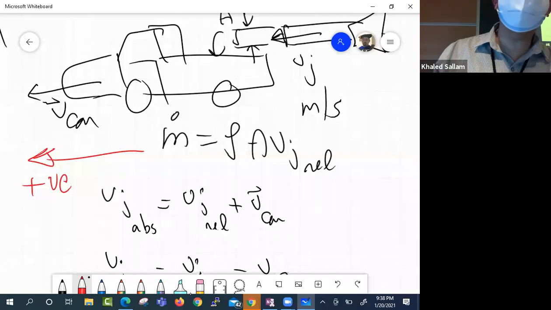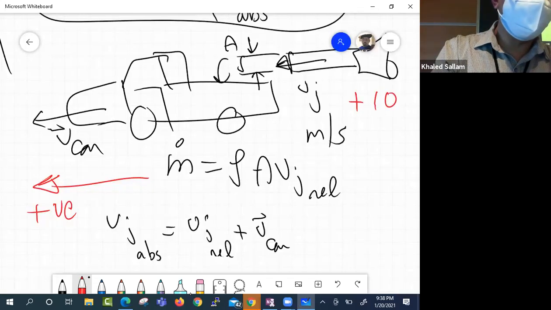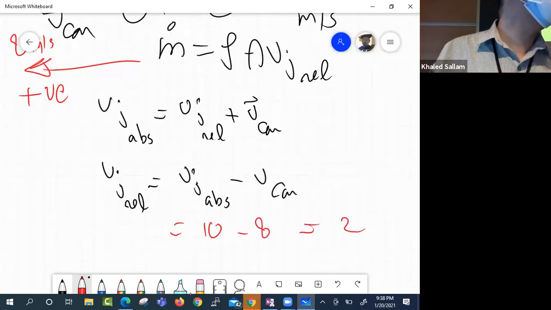If it's moving in the other direction, it becomes negative. Okay, so let's say he's shooting it at 10 meters per second. That would be plus 10. And this car is moving at 8 meters per second. That's plus 8. So you come here and say it's 10 minus 8. So the velocity is actually going to be 2 meters per second.